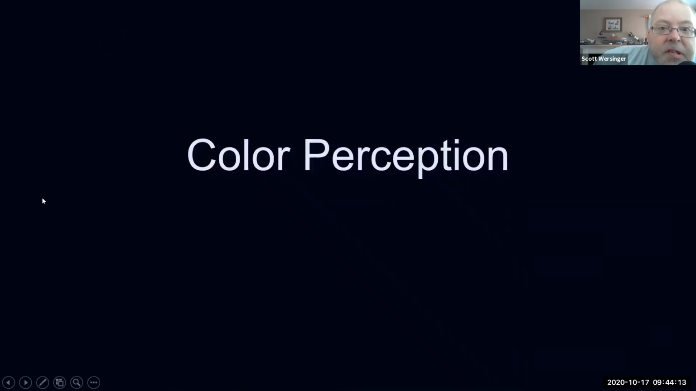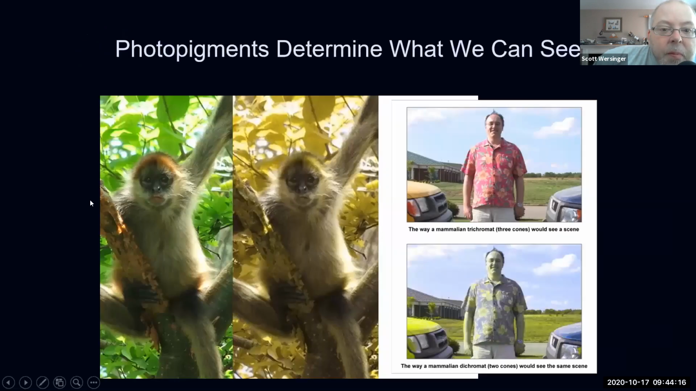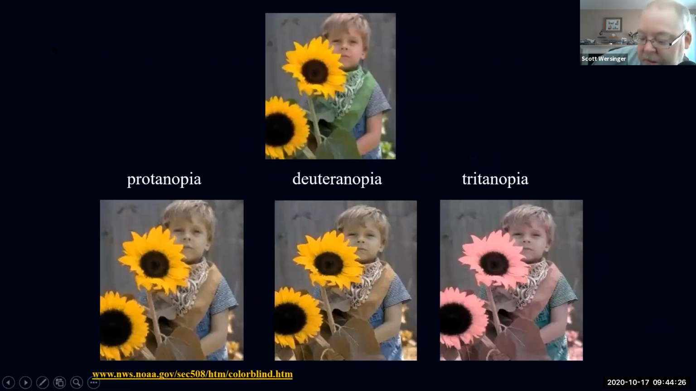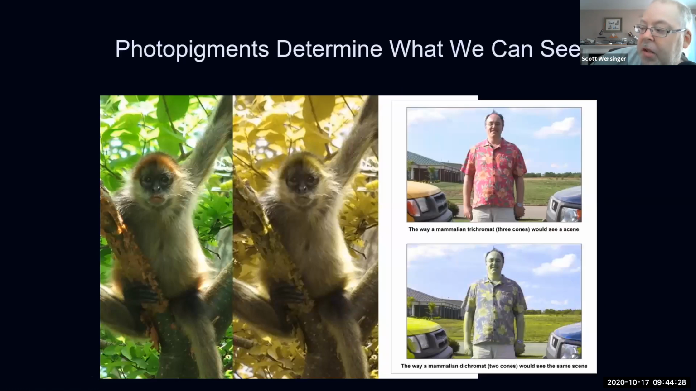All right, for color perception, I'm going to be pretty quick and pretty brief here. What we can perceive, so when I say what we can see, here I'm really talking about perception. Okay, so first we need to detect a stimulus. Once we detect it with receptors and all of that, the brain is going to put it together and we perceive it.